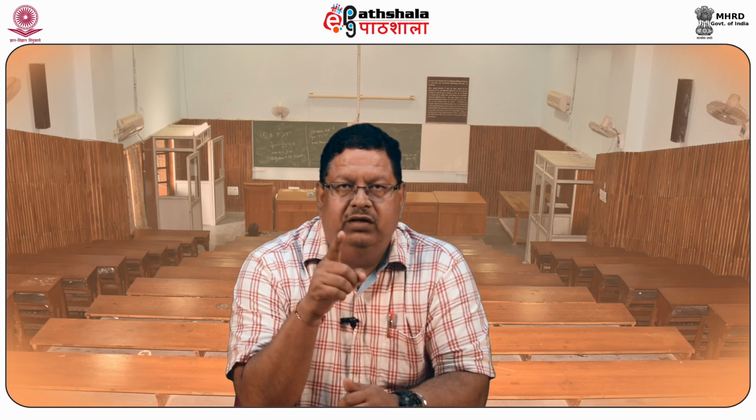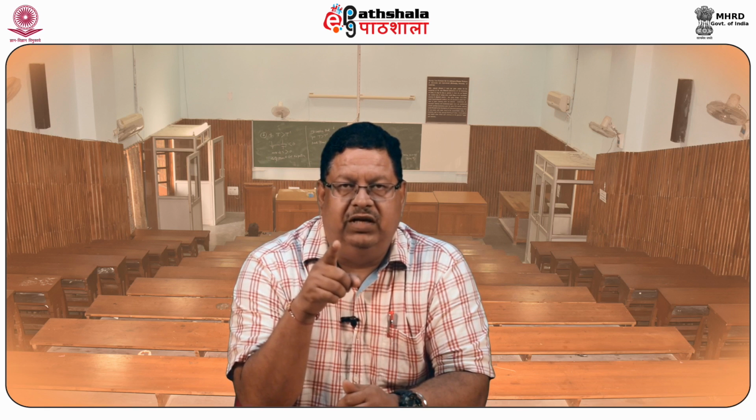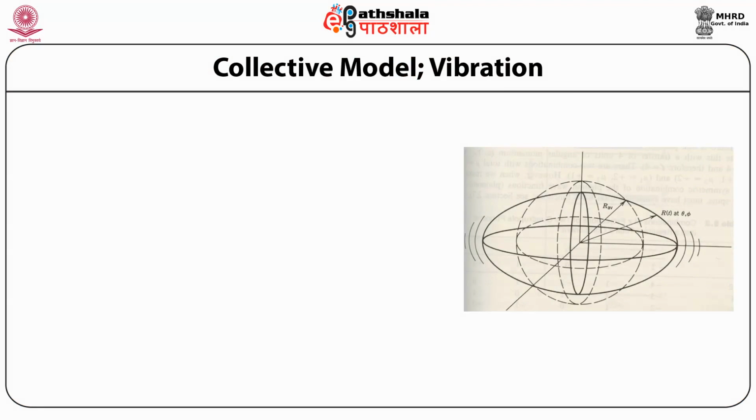In vibration, the nuclear surface assumes simple harmonic motion about equilibrium. Coulombic repulsion can be interpreted as negligible in nuclei with A less than 150. Collective model vibration. So we are continuing with our discussion about the vibration of nuclei.